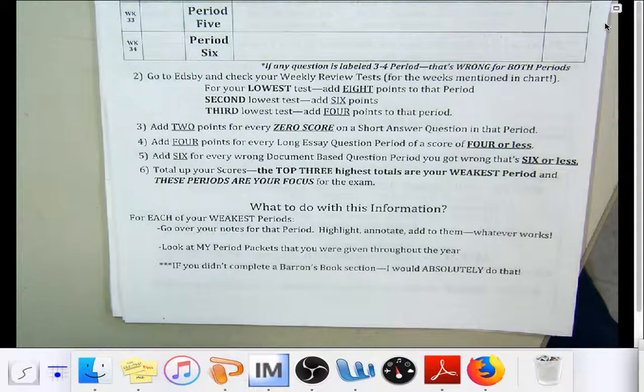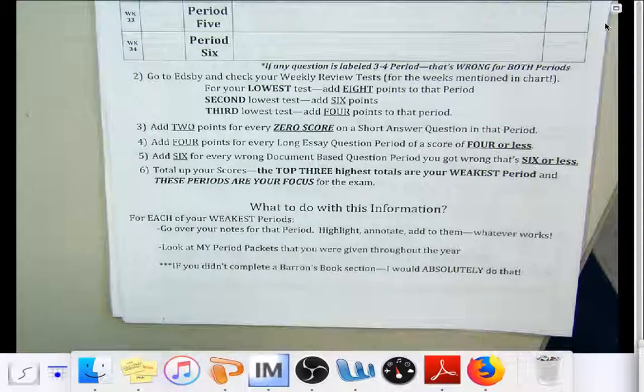The period packets that I gave you throughout the course of the year. Every time we finished a period, I gave you a packet, right? Remember, packet 1, 3, 6, all of that? Those are going to be super helpful to you now. If you have not looked at them, they're pretty awesome. They're really great.